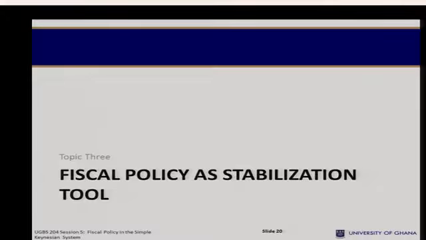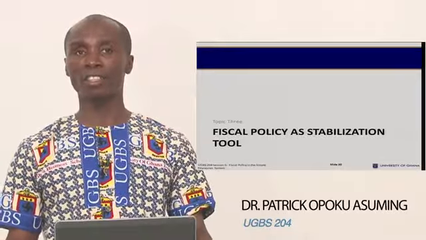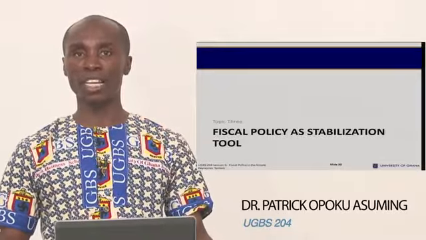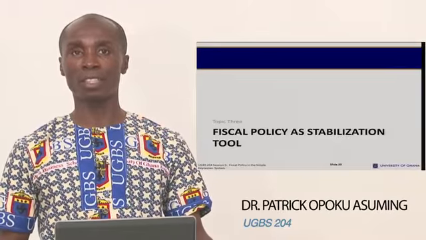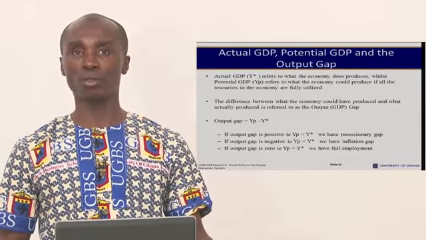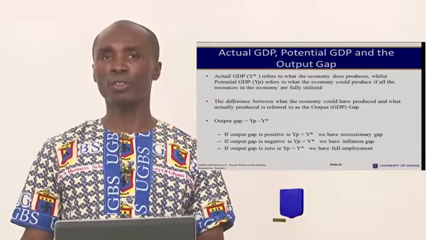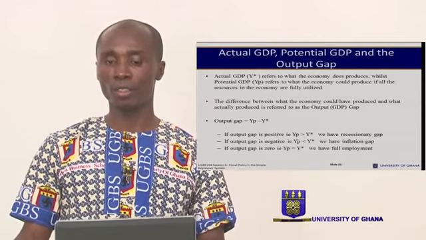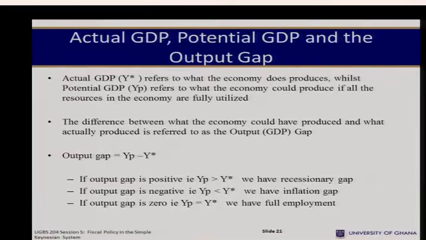Next, we are going to look at how we can use fiscal policy as a stabilization tool. In other words, if the economy is fluctuating, how can the government use fiscal policy to stabilize the economy? That's what we mean by fiscal policy as a stabilization tool. Now, before we go on, we introduce a couple of new concepts, to make a distinction between what we call potential GDP and the output gap.